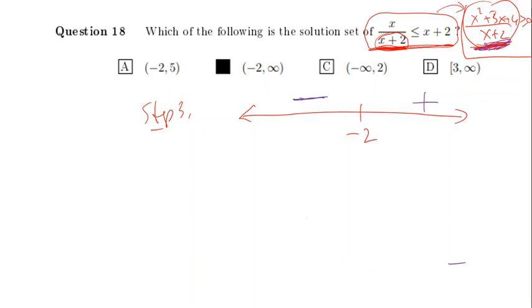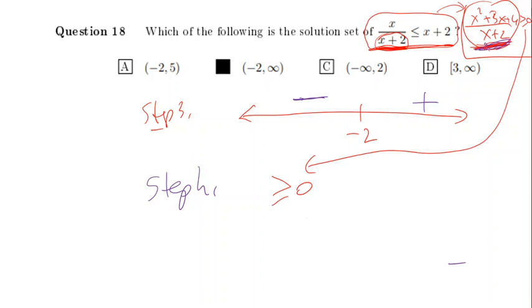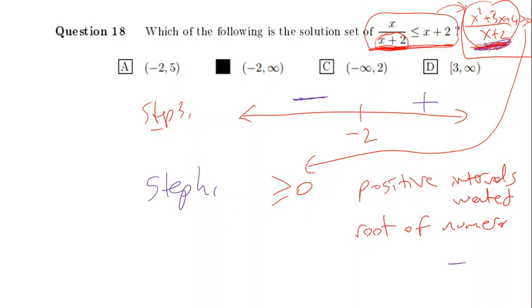So it comes to the last part here, step 4. In step 4, what is wanted here? This is wanted bigger than or equal to 0, which means positive intervals are wanted, and the roots of the numerator are wanted, if they exist.